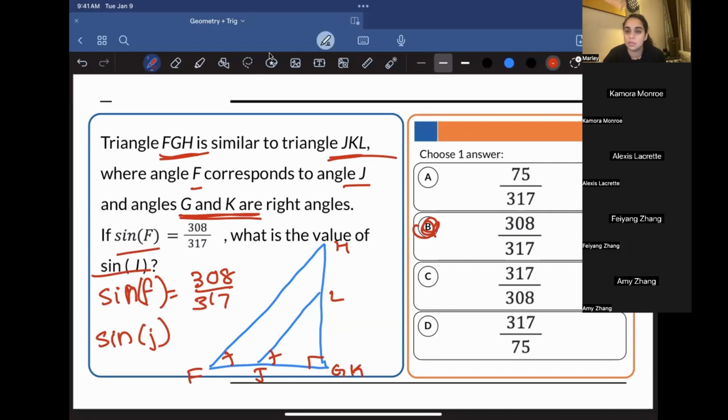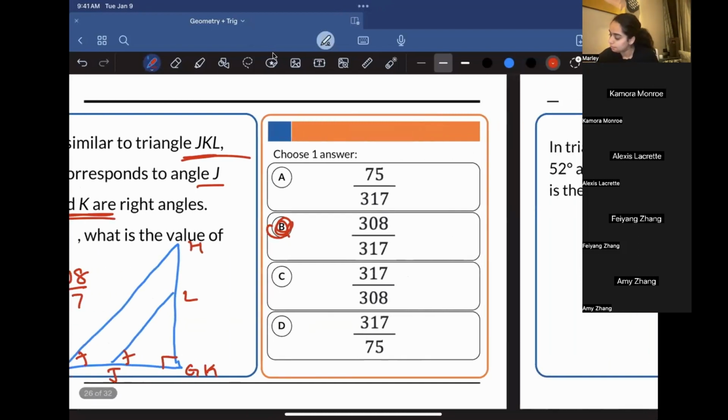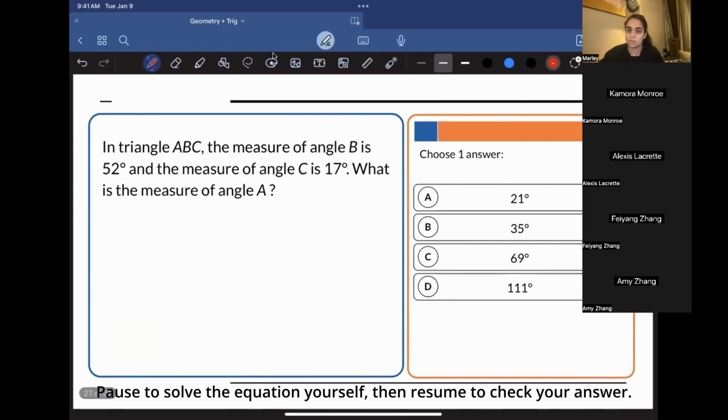Just because maybe it was a little bit more complicated and maybe you were supposed to find some missing side, or I don't know, but let's see if there's any questions. Okay, good job. I know this one's a little bit tougher, but if you just chicken scratch it out, you'll get it right away. Let's do this one.